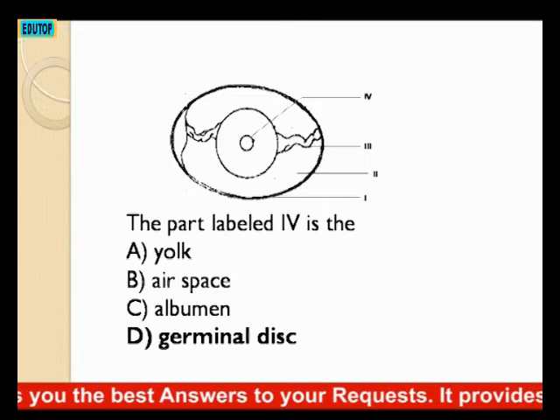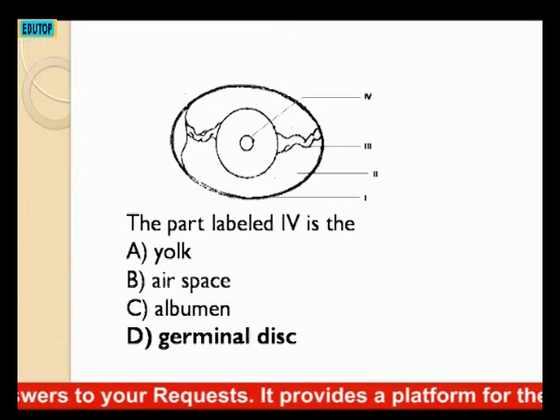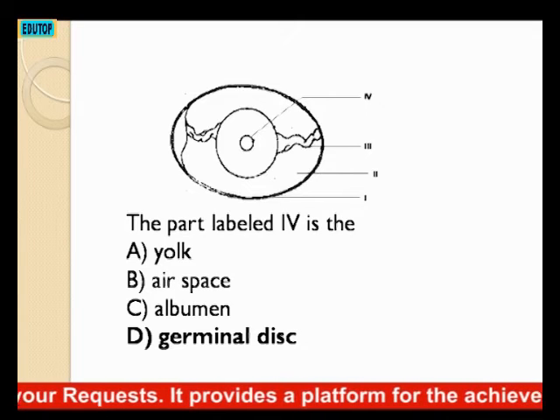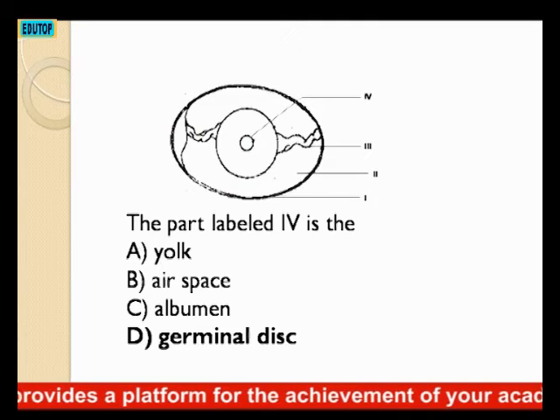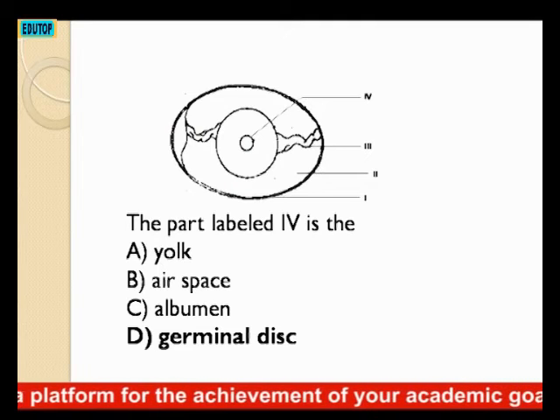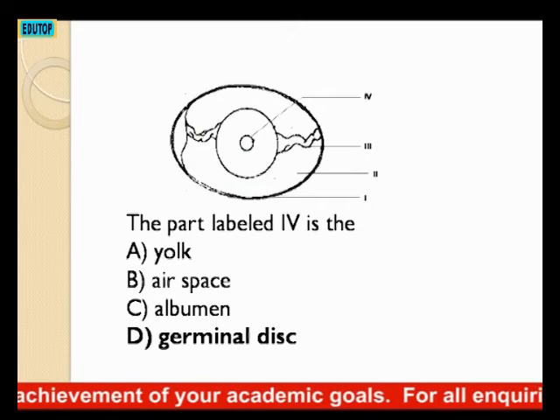Now, the question says the part labeled 4 is the A yolk, B air space, C albumen, D germinal disc. The part labeled 4 is the germinal disc. It's the one that is inside the yolk.